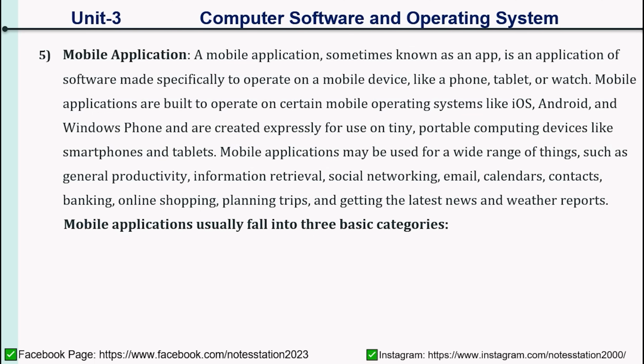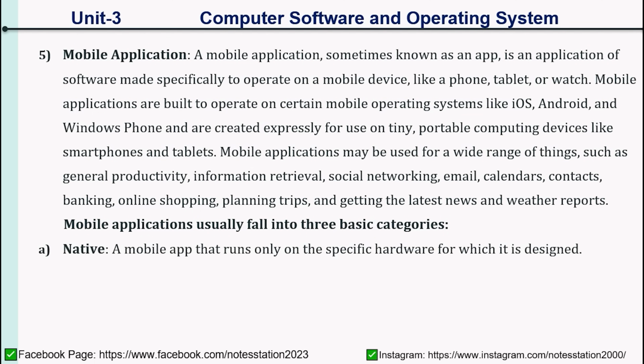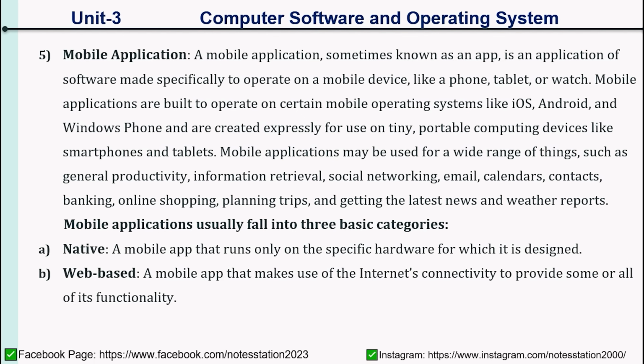Mobile applications usually fall into three basic categories. Native: a mobile app that runs only on the specific hardware for which it is designed. Web-based: a mobile app that makes use of the Internet's connectivity to provide some or all of its functionality. Hybrid: a combination of native and web-based apps.